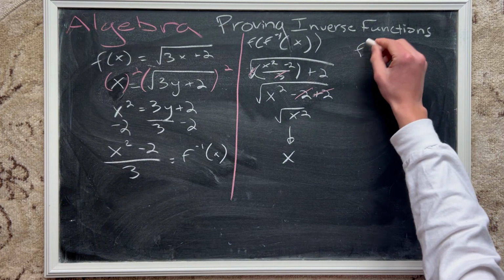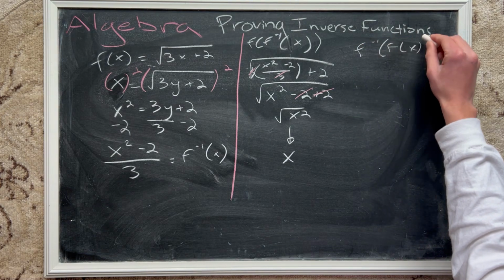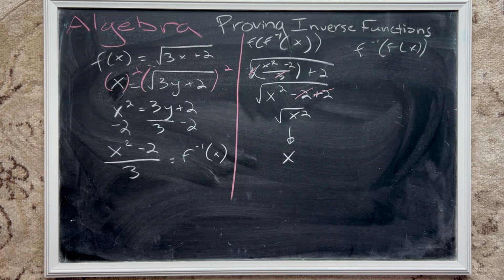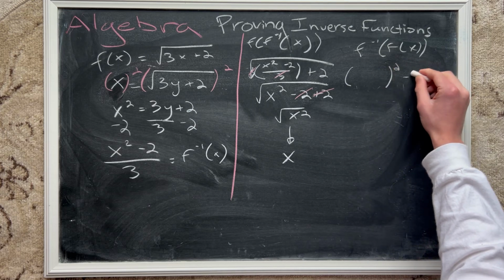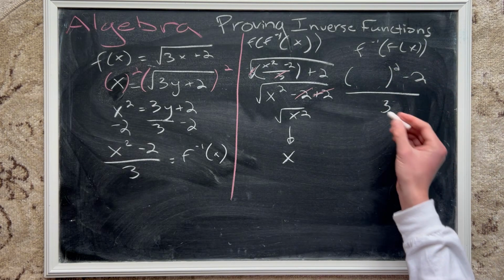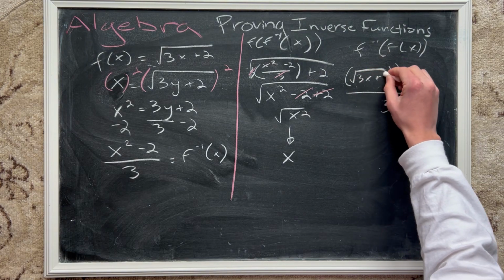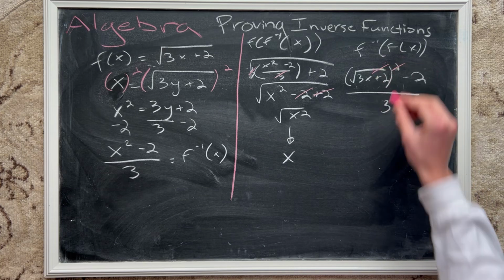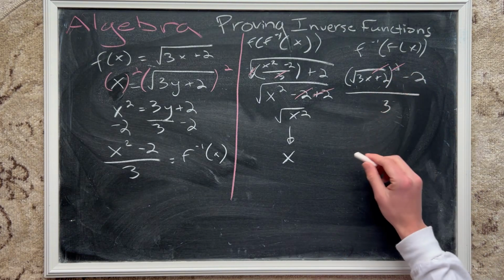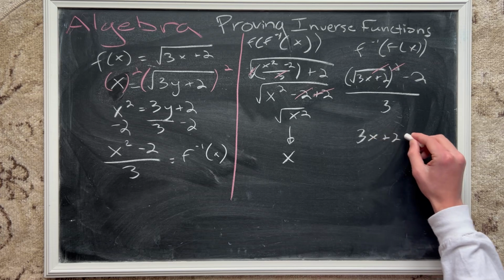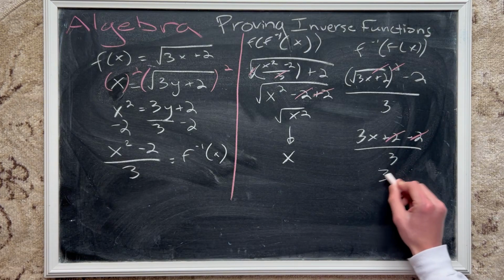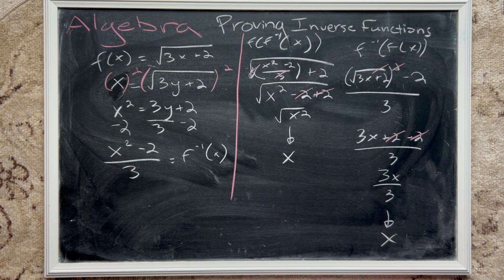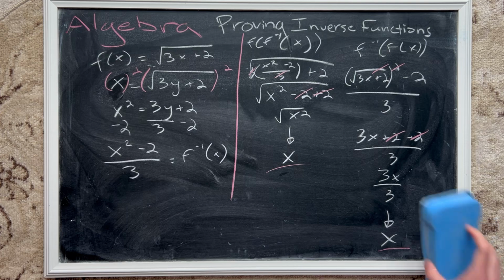Now for f inverse of f of x, we will plug in, we'll start with our f inverse, which is the quantity squared minus 2 over 3. And that quantity is square root 3x plus 2. First thing we can see, the squared and the square root are going to cancel, leaving us with 3x plus 2 minus 2 over 3. That plus 2 and minus 2 cancel. We're left with 3x over 3, which is x. So these are both proven to be inverses. Show you a couple more.